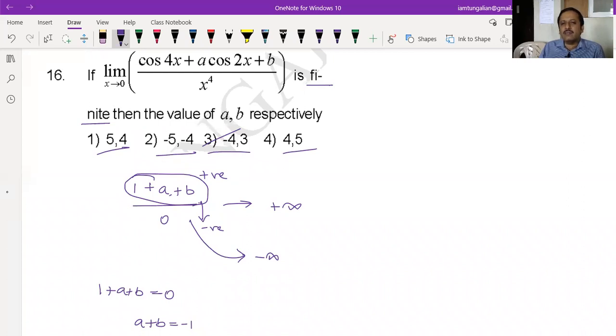But now they have given that the limit is finite. It is finite means this cannot be positive, cannot be negative, which means it must be 0. 1 plus a plus b must be equal to 0. Therefore a plus b is equal to minus 1. Look at the options. There is only one option which says a plus b is minus 1, and that is the third option.